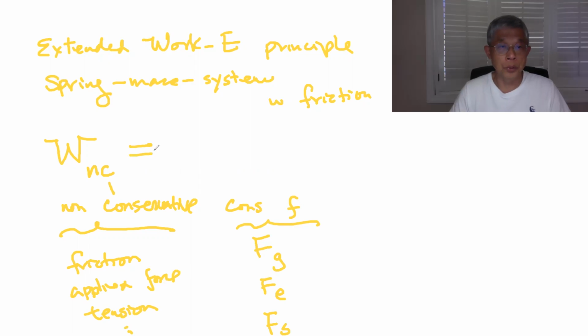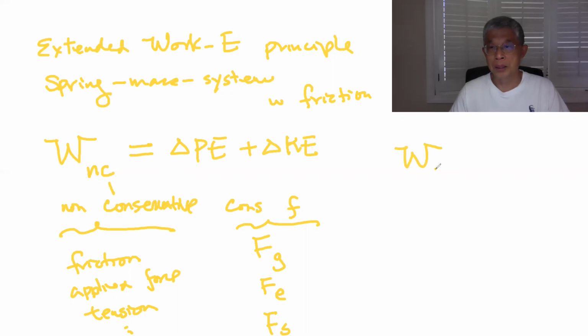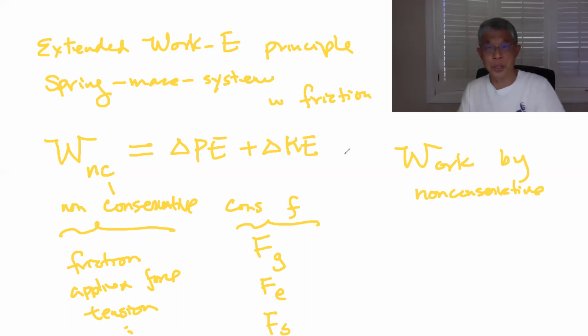So this is equal to the delta, meaning the change, final minus initial, of potential energy, plus the change, the delta of kinetic energy, final minus initial. So that is the extended work energy principle when you have work done by a non-conservative force. This is when you want to apply this law, and there's also potential energy change and kinetic energy change.